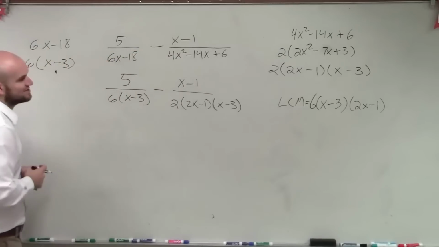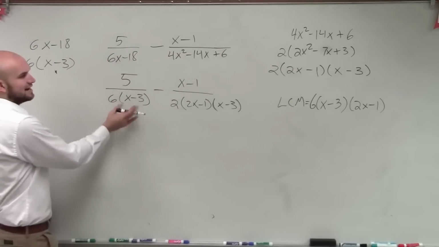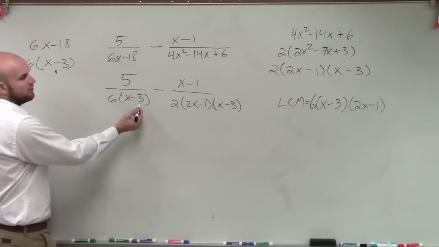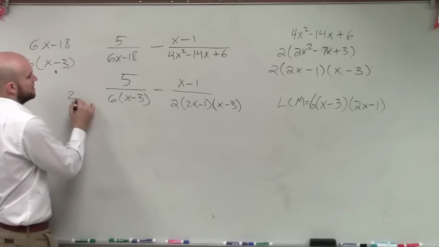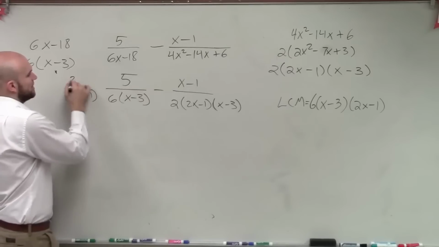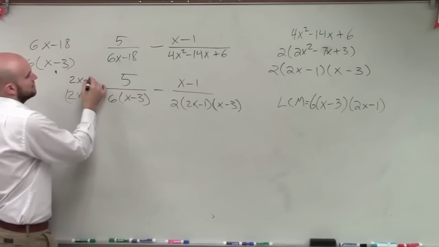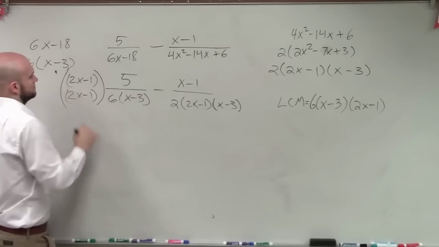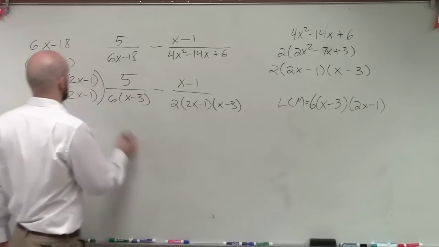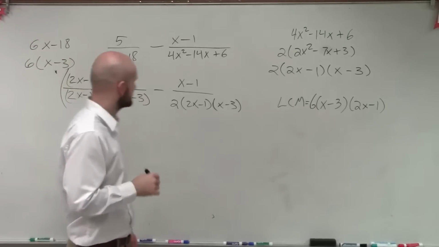So let's work on the left side here real quick. On the left side, I have 6 times x minus 3, but what do I need to multiply then to make it look like my LCM? 2x minus 1. And remember, you need to multiply on the top and bottom. So what does that mean for the numerator? We'll talk about that in a second.